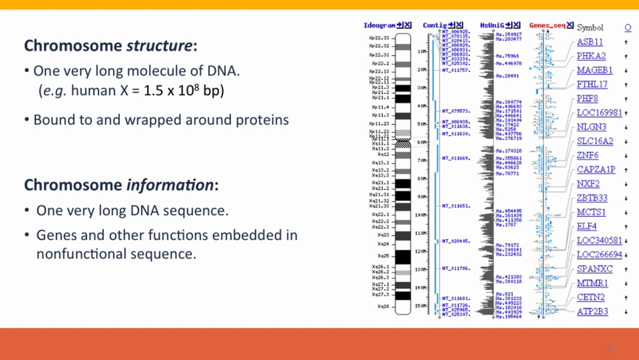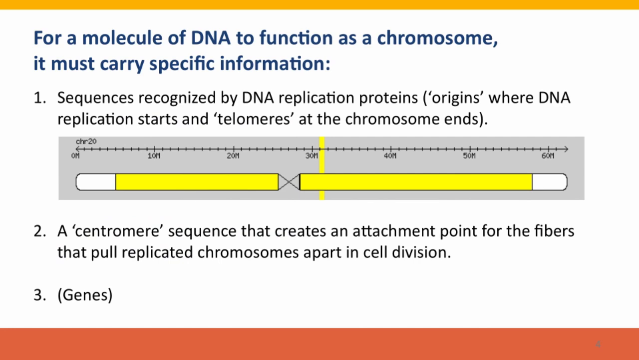Informationally, a chromosome is one very long DNA sequence. And embedded in this sequence are sequences that specify genes and other functions, and they're embedded in a background of non-functional DNA sequences. The diagram on the right is various representations of aspects of the human X chromosome. We'll come back to representation later.